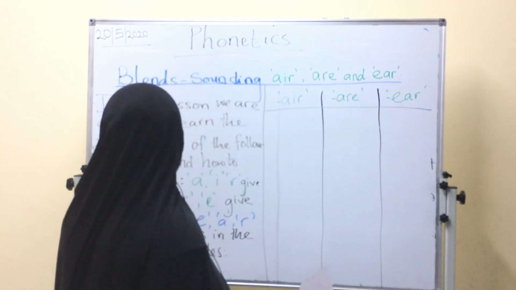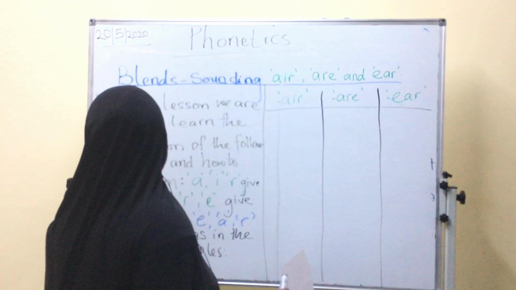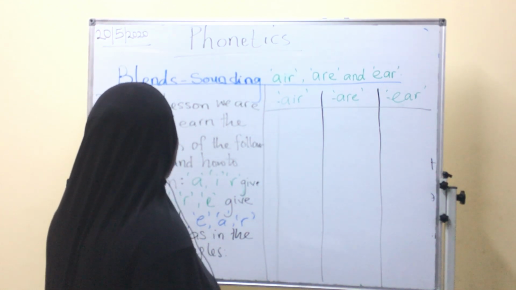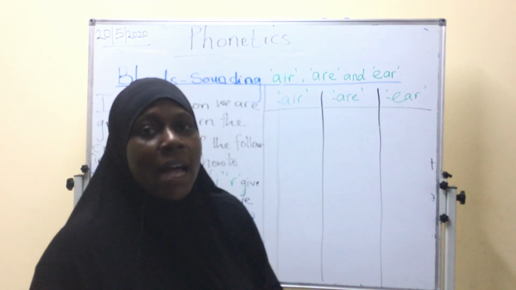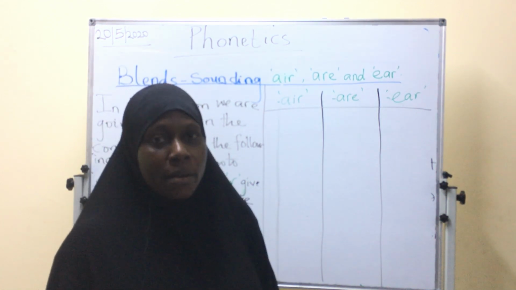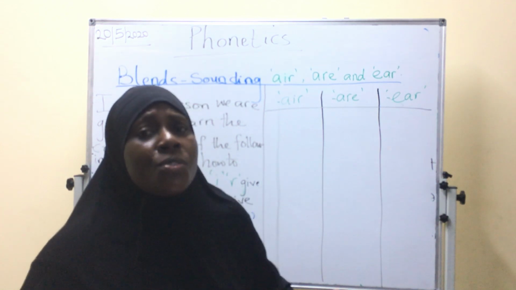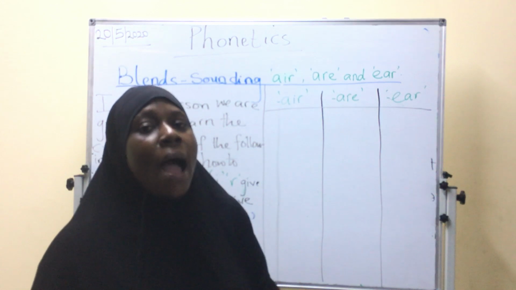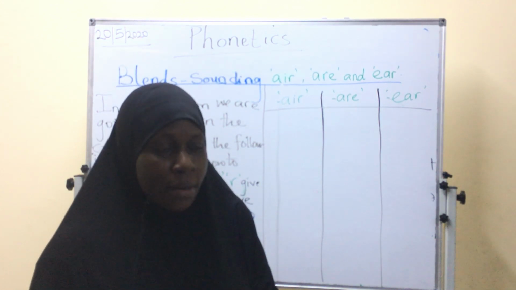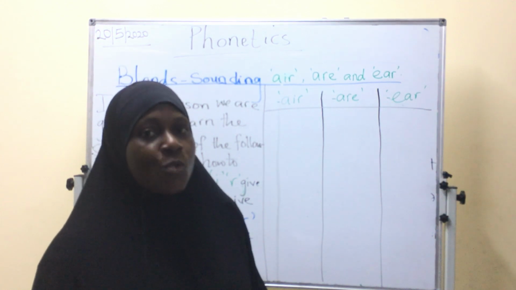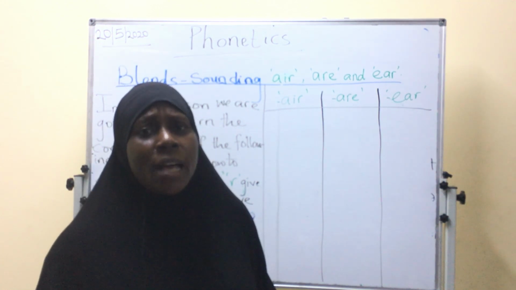Now, we are going to start with A, I, R. How do we sound it? The letter A sounds A, the letter I sounds I, and the letter R sounds R. If we have these three together, that is A plus I plus R, what sound will it give us? If you are with me, could you just try to make the sound?